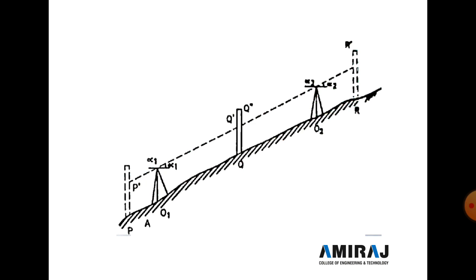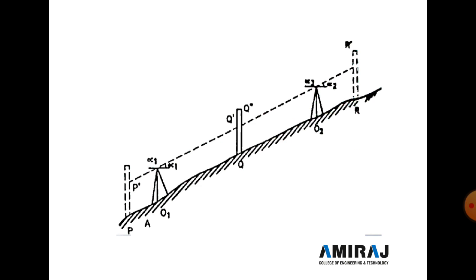Now shift the instrument station to O2, the midway point between Q and R. So this one is Q and this one is R, and now shift the instrument to the midway point between Q and R. So O2 is the midpoint of Q and R, and take the backsight on Q double dash. So this one is Q double dash. Now set up the instrument at the point and the backsight is measured. The same procedure followed for P double dash is followed for the backsight on Q double dash.